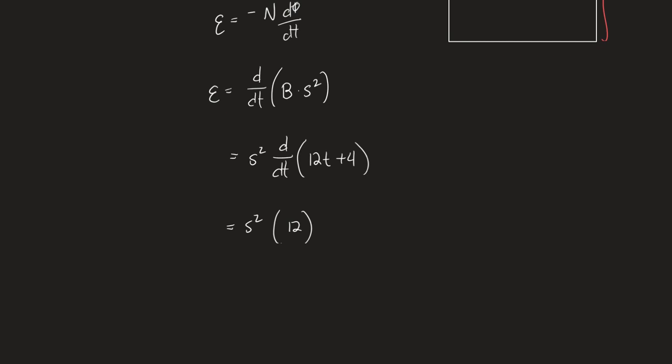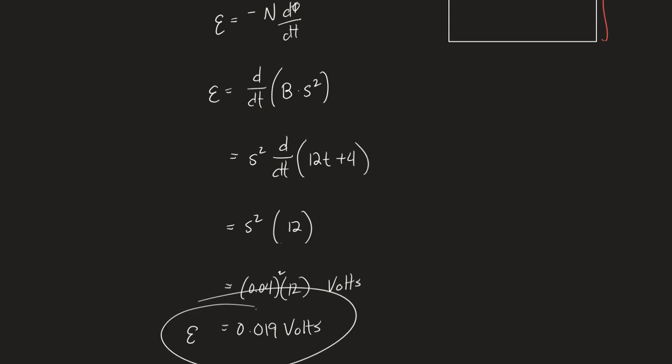Since S is 4 centimeters, this is 0.04 squared times 12. This will be in volts. So it's 0.048. Oh, well then it's not 0.048. Again, you start by calculating flux, and then you take the time rate derivative of the flux. Something's got to be changing for there to be an EMF.